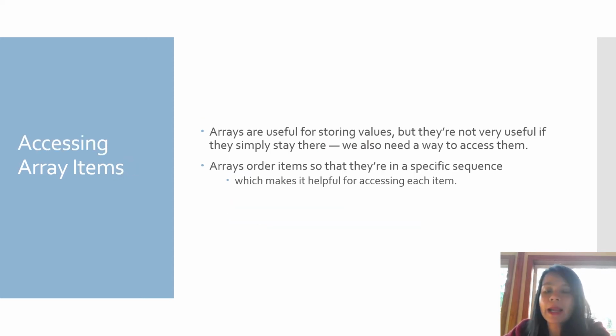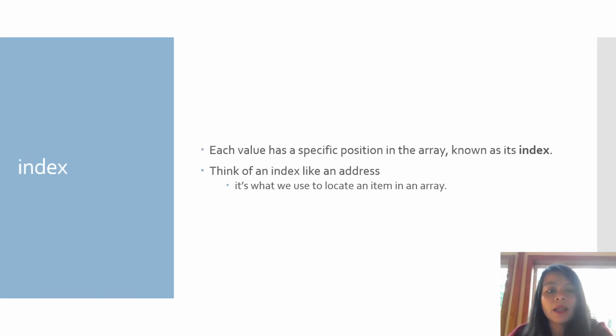So when you're accessing array items, arrays are useful for storing values, right? They're not very useful though if those values just simply stay in there. So they're only useful because we can access them, right? Arrays order items so they're in a specific sequence, which makes it helpful for accessing each item. Each value has a specific position in the array known as its index, like its position.